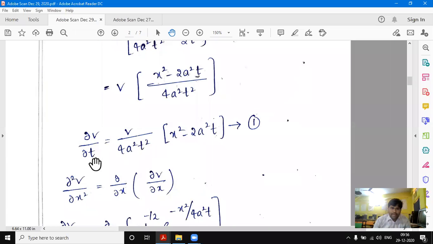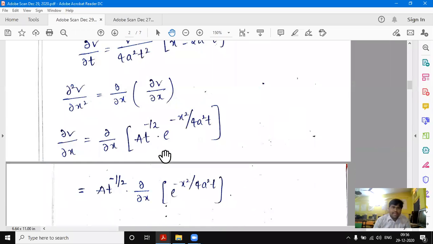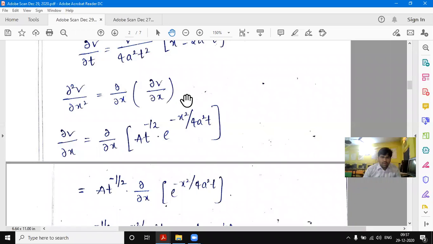So this is dou v by dou t, that is equal to v by 4a square t square into x square minus 2a square t. So this is equation number 1. So next one is dou square v by dou x square, right side one. So dou square v by dou x square is nothing but dou by dou x into dou v by dou x.